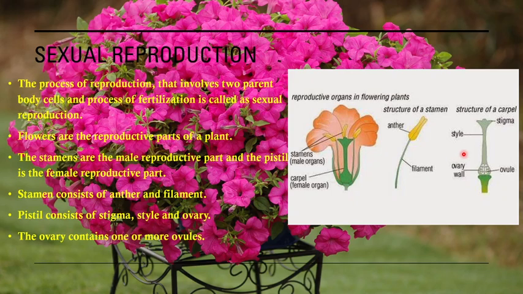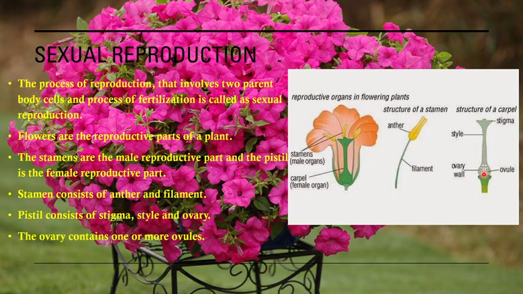Pistil means the female reproductive part. The pistil consists of this part called stigma. Then this is called style and this is called ovary. The ovary contains ovules. What is inside the ovary? Ovule. One or more ovules are present in the ovary.